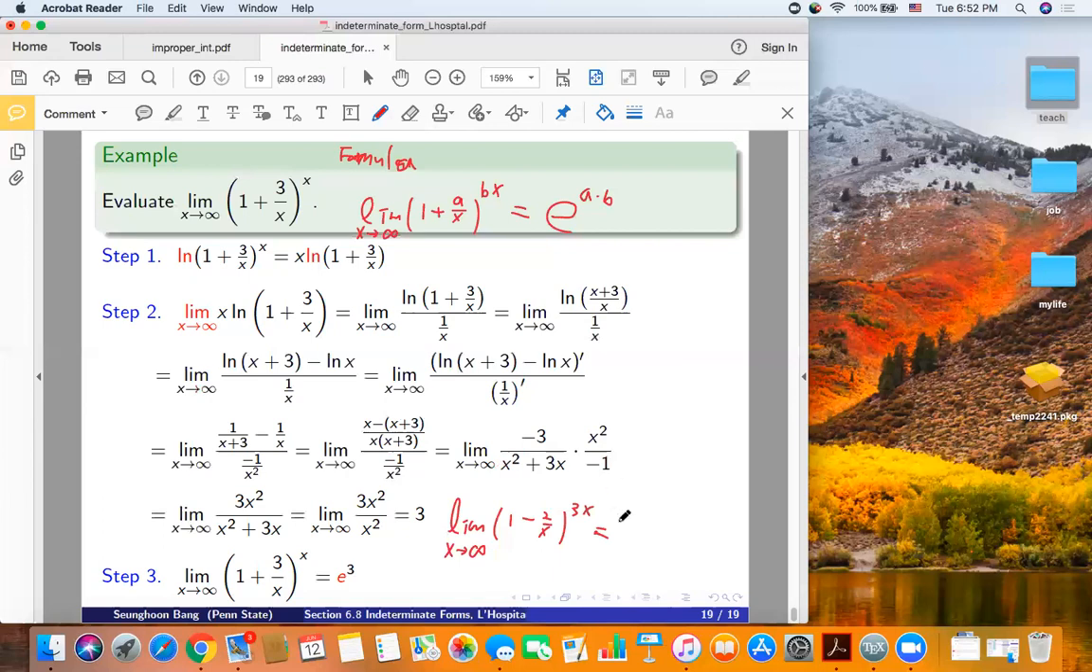The answer is e to the negative 6, because you can change it to the limit as x approaches infinity of (1 plus negative 2 over x) to the power 3x. So e to the a, where a is negative 2, times 3, is e to the negative 6. This is the answer for this problem. It's good.